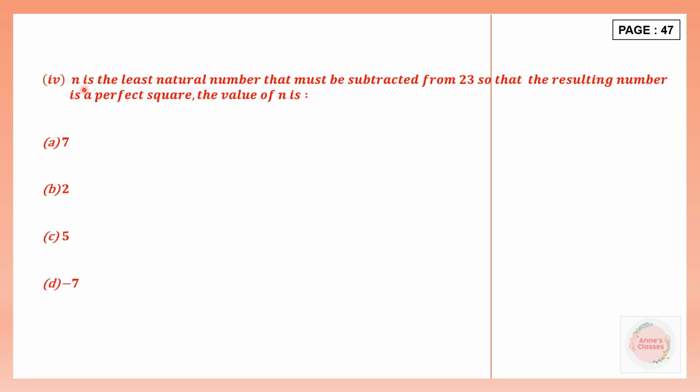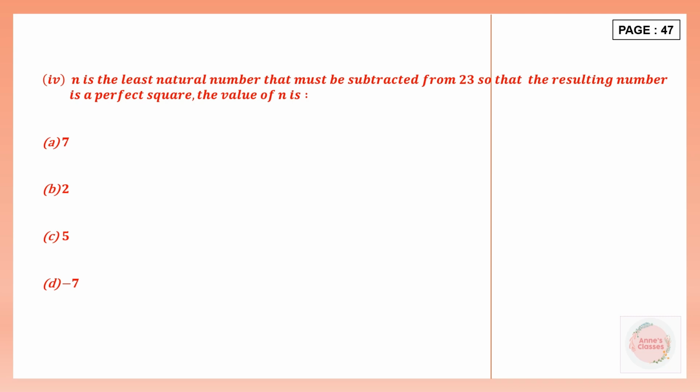Question 4. N is the least natural number that must be subtracted from 23 so that the resulting number is a perfect square. In that case, the value of n is which of these numbers? So, we have the number 23 here. That means this is not a perfect square now, but if you subtract one number from it, and that will become a perfect square, and that is n. So, we need to find out which of these numbers is n.